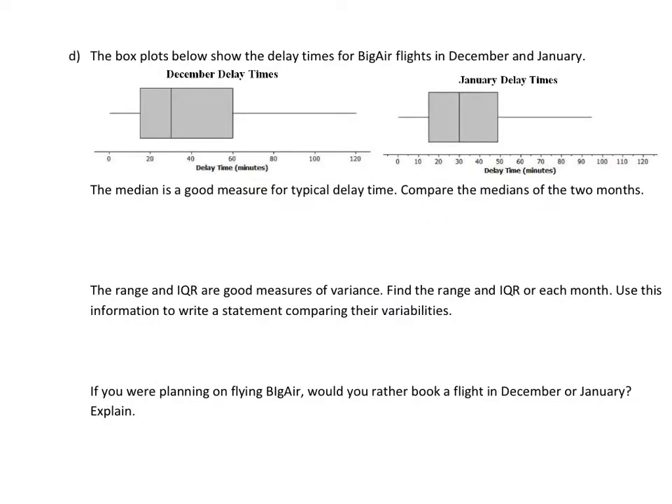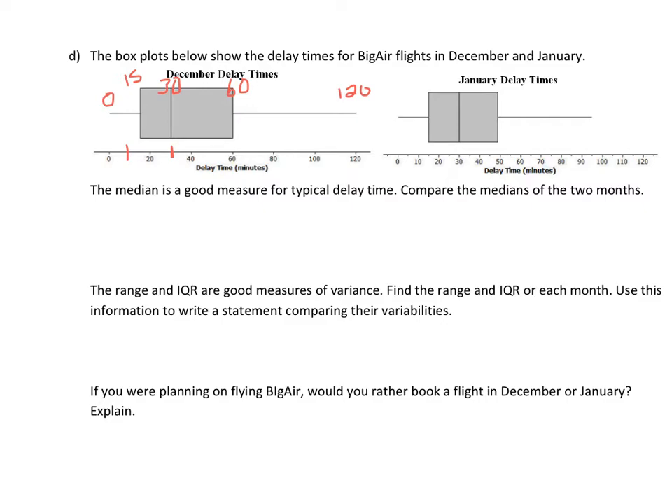Letter D. The box plots below show the delay times for Big Air flights in December and in January. So what I like to do before I answer any questions is figure out where all my quartiles lie. If I look at the December delay times, we've got 0 as our minimum. It looks like we count by 20s on our number line, so that would be 10. I would guess that this is close to 15. Our median looks like it's right in between, so I would say that's 30. Our quartile 3 is definitely 60, and our maximum is 120.